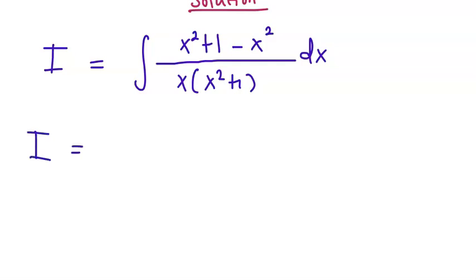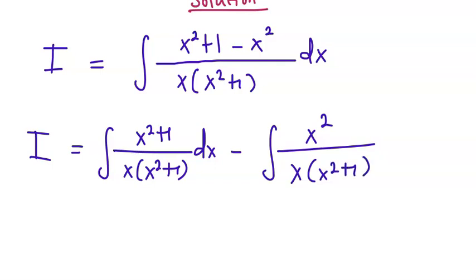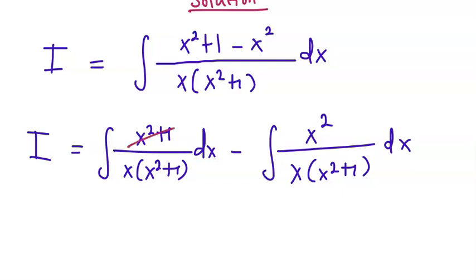So this is I. The I is equal to the integral of x squared plus 1 divided by x multiplied by x squared plus 1 dx minus the integral of x squared all over x into bracket x squared plus 1. Then we have our dx. You get the idea now? So you can see what is going on there. Even the blind will notice that this and this will cancel, right? And here this x will reduce this to just x.